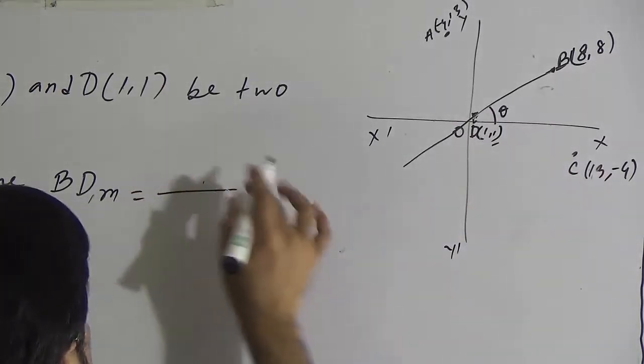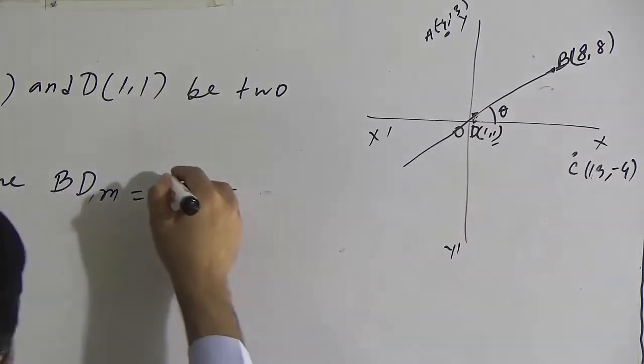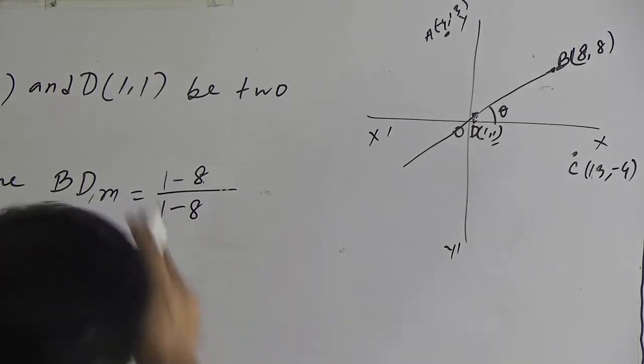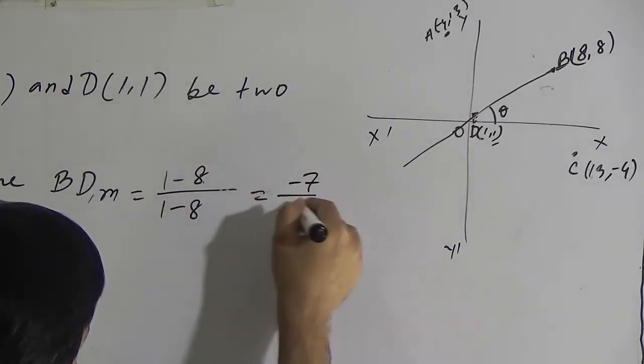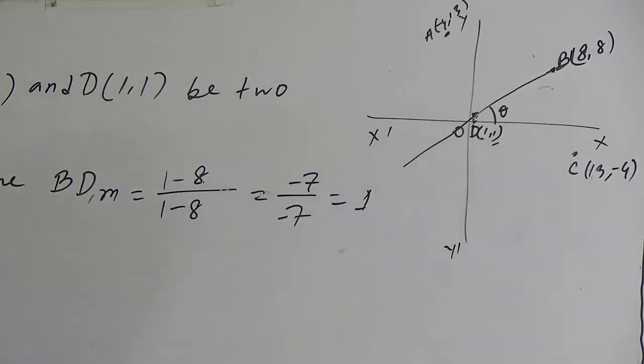If we consider this is x1, y1 and this is x2, y2, then this is 1 minus 8, and this is also 1 minus 8. That is (y2 minus y1) by (x2 minus x1). This means minus 7 by minus 7, that is equal to 1. It means that the slope of the line BD is 1.